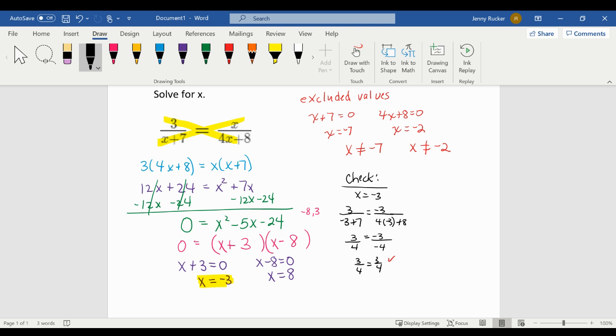Now let's check x equals 8. So we'll do 3 over 8 plus 7, which is 3 over 15. 8 over 4 times 8 plus 8. So that's going to be 8 times 4 is 32, plus 8 would be 40. So both of these reduce to 1 over 5. So this checks. So we have verified the solution, x equals 8. So this equation had two solutions, x equals negative 3 and x equals 8.